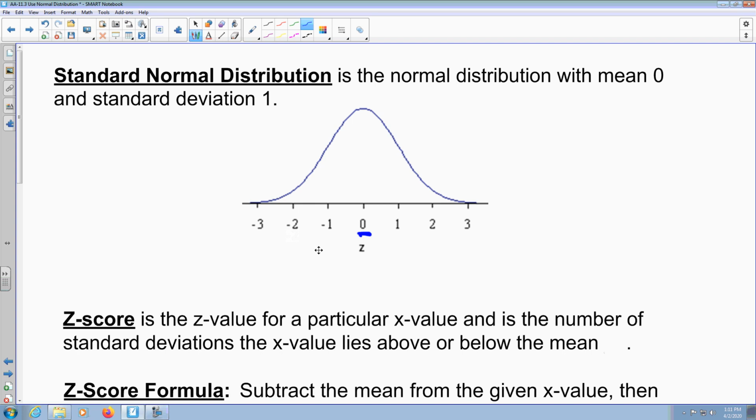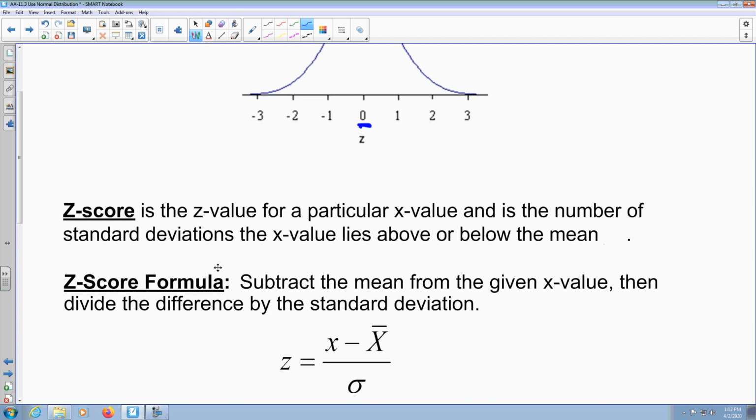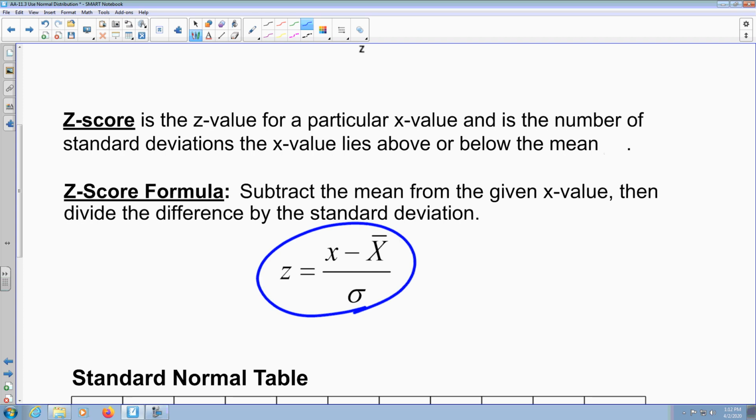What this does is it allows us to find what is called a z-score. A z-score is the number of standard deviations that an x value lies above or below the mean. So this is how we find the z-score: it's the piece of data that you are looking for, subtracted by the mean and divided by the standard deviation.